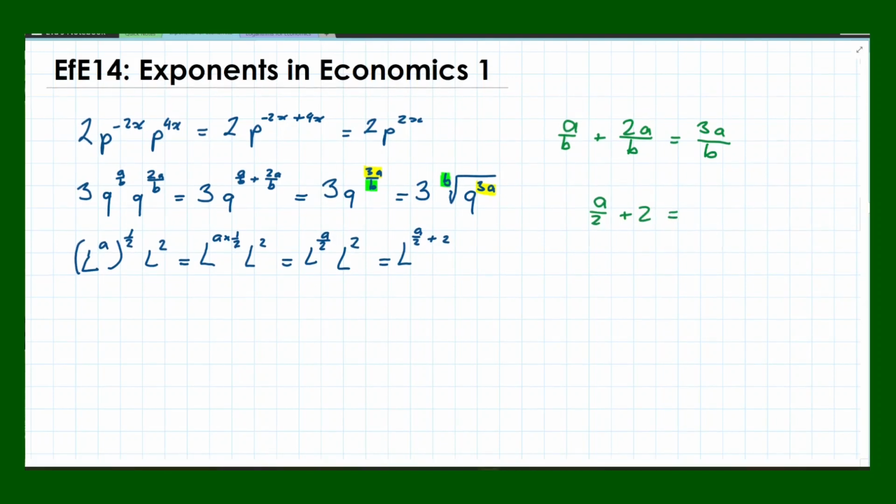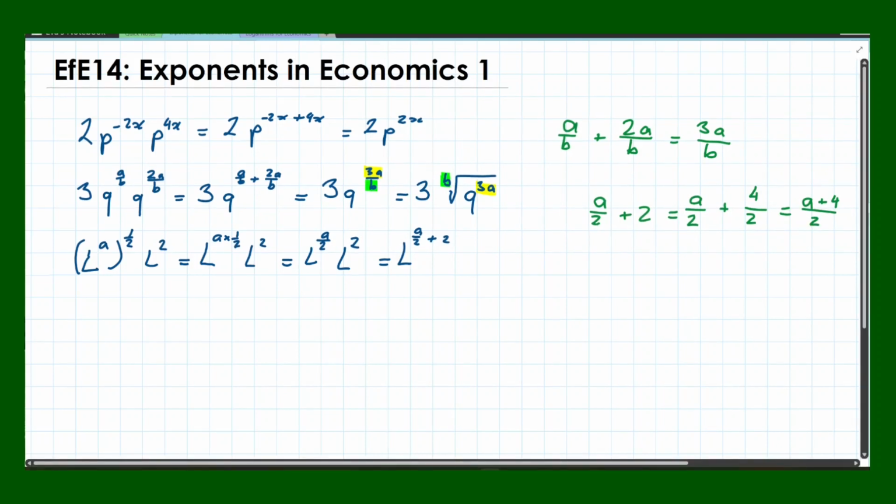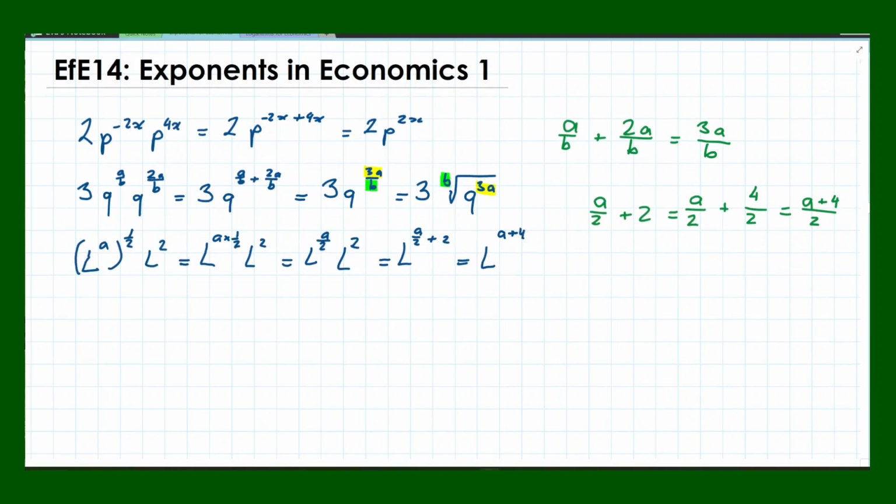Now, how do we add together a fraction and a whole number? Again, we need to have them with the same denominator. So I'm going to have to change the whole 2 into halves. So how many halves are there in 1? There are 2 halves in 1. Therefore, I will have 4 halves in 2. So now this is going to be a plus 4 over 2. So the overall power of L is going to be a plus 4 over 2. Again, if I wanted to, I can change it into an expression with the root.